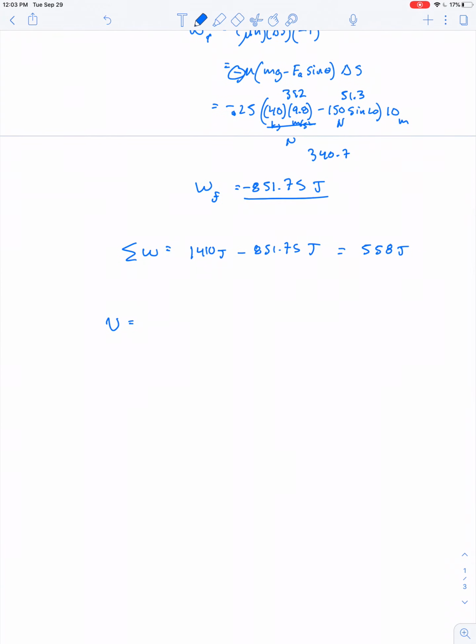And we can say that the velocity is equal to the square root of 2 times the net amount of work divided by the mass. So in this case, it's the square root of 2 times 558 joules divided by 40 kilograms.